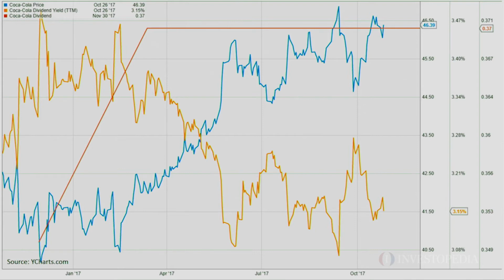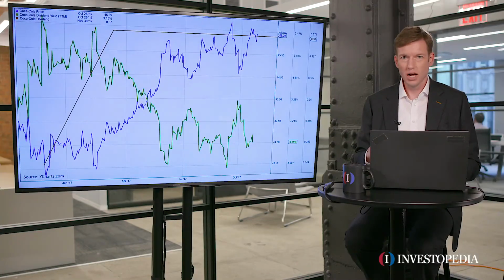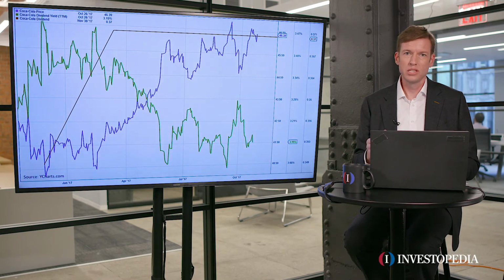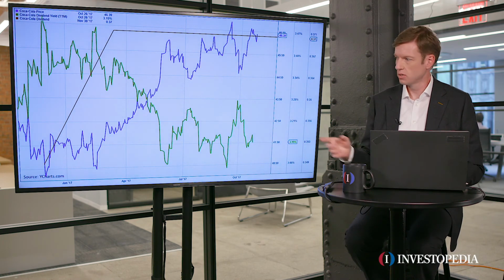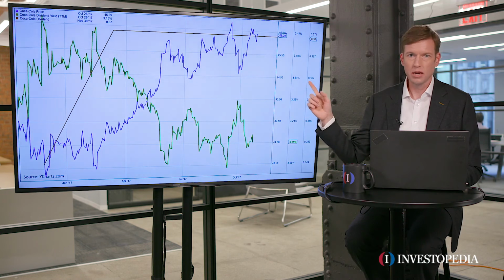Now, that can be a little bit confusing because the dividend yield is actually going down at the same time that I just said that their dividend was raised, the red line. So what's happening there? Well, their stock was growing faster than the dividend was. So as a result, even though the dividend or the numerator in our equation went up, the denominator, which in this case is the stock price, that went up faster.